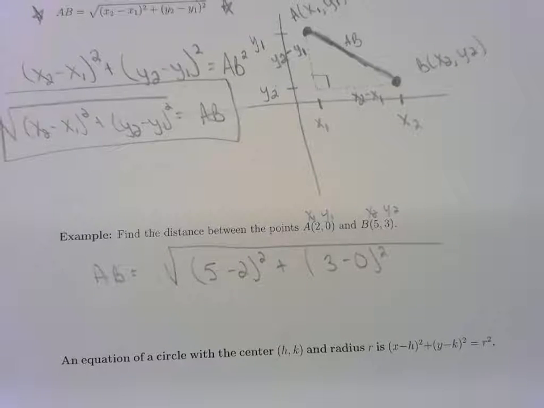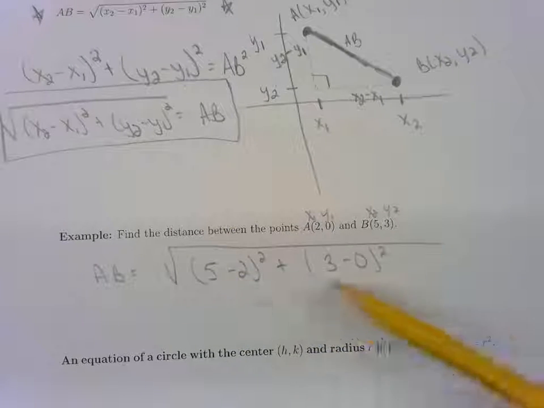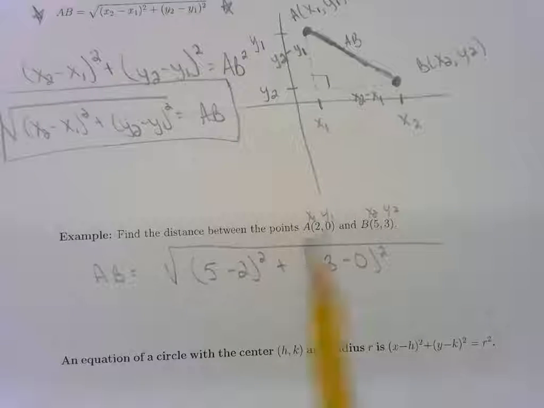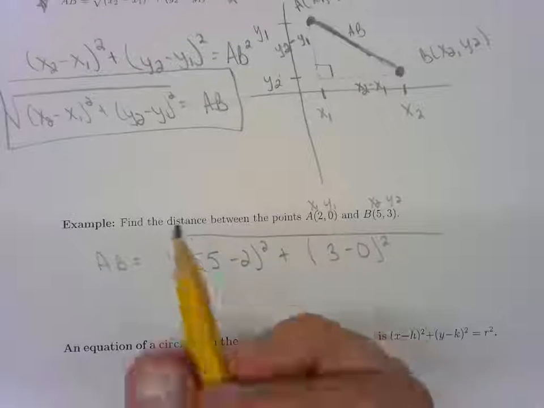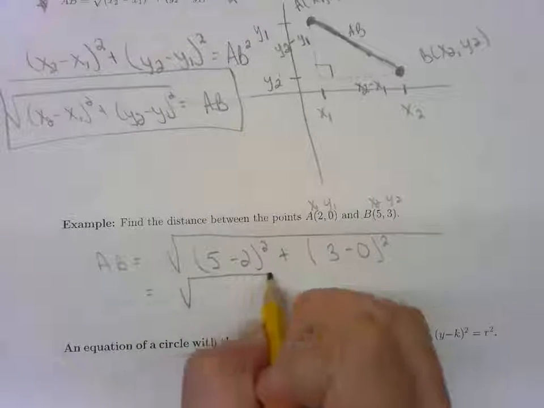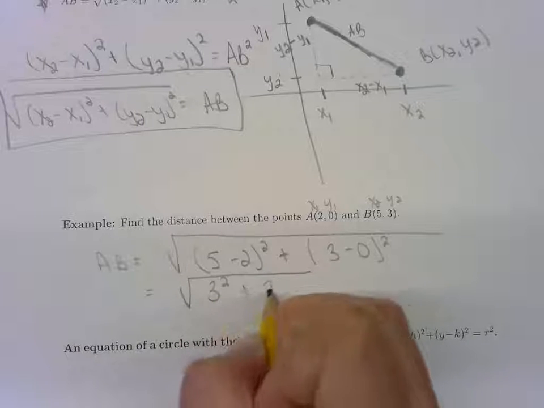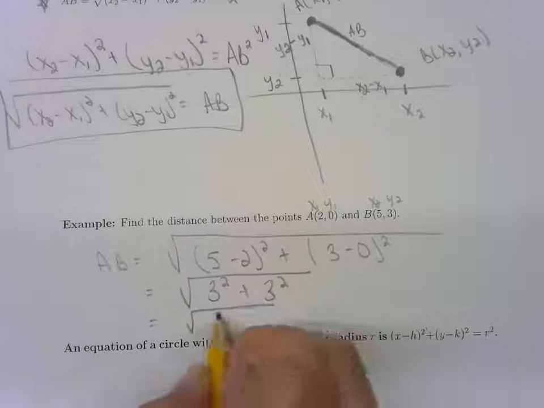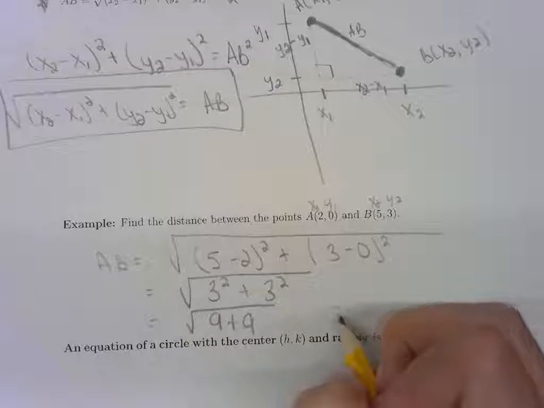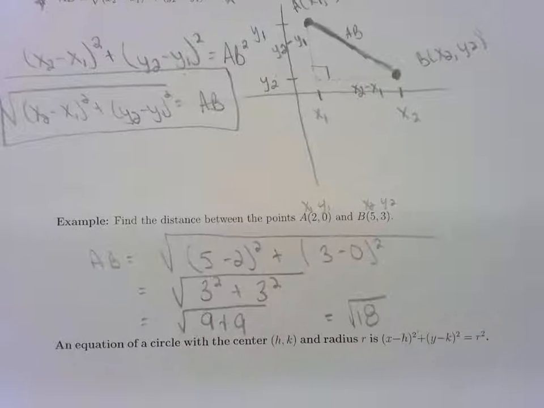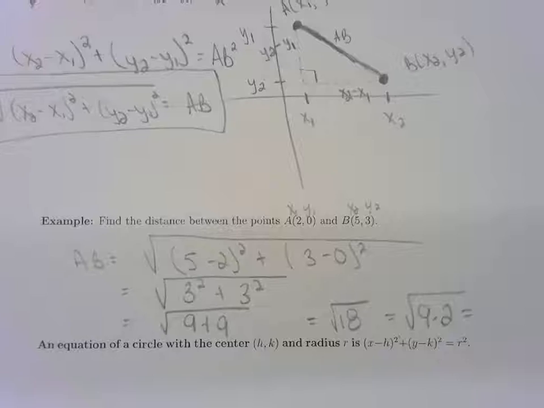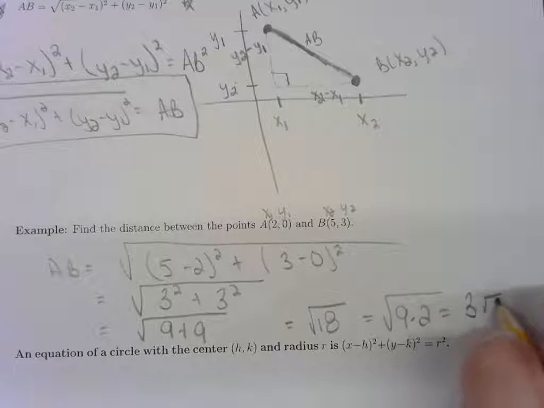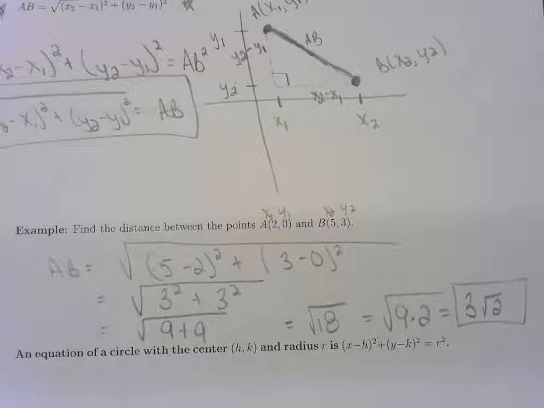A really common mistake I see for students is you say, okay, the square root and the squares cancel. That is not true. You have to square first, then add, then take the square root. So the square root does not go away at this step. This would be the square root of 3 squared plus 3 squared, which is equal to 9 plus 9, which is equal to the square root of 18. Which we can simplify, which we would need to do for the SAT. So that's the square root of 9 times 2, which is 3 square roots of 2. Okay, so there's the distance formula.